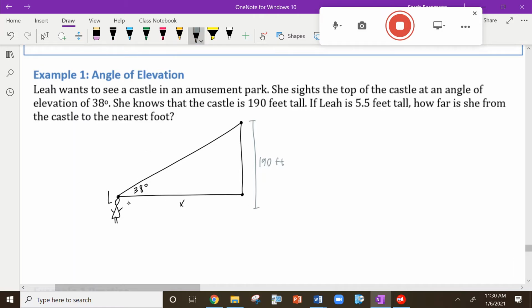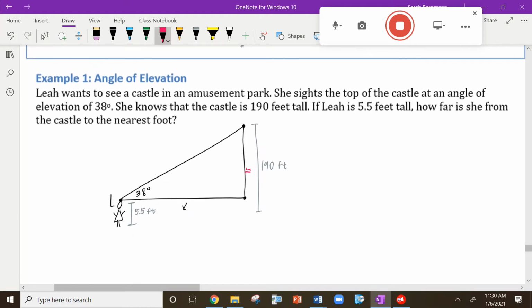So it tells us in the problem that Leah is 5.5 feet tall. Remember, that means she is 5'6" tall. It does not mean she's 5'5" tall. A half of a foot is 6 inches. So she is 5.5 feet tall. That means that this side of the triangle would actually be 190 minus 5.5, so it's 184.5 feet.